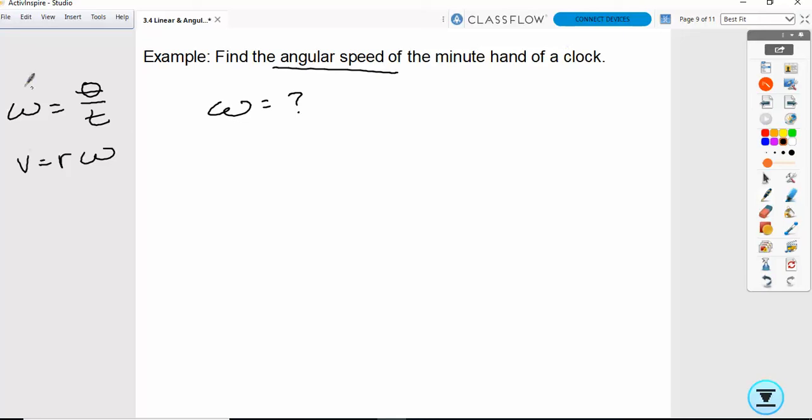So here's what we have to do. We can do this first one, omega equals theta over t. We just have to pick a theta and a t that match each other. Now, here's where it gets kind of cool. Depending on how you do this, we all could pick different options. If I'm talking about the minute hand, if I said it travels a distance of 2 pi, what does that mean? All the way around the circle. So what time would match that?